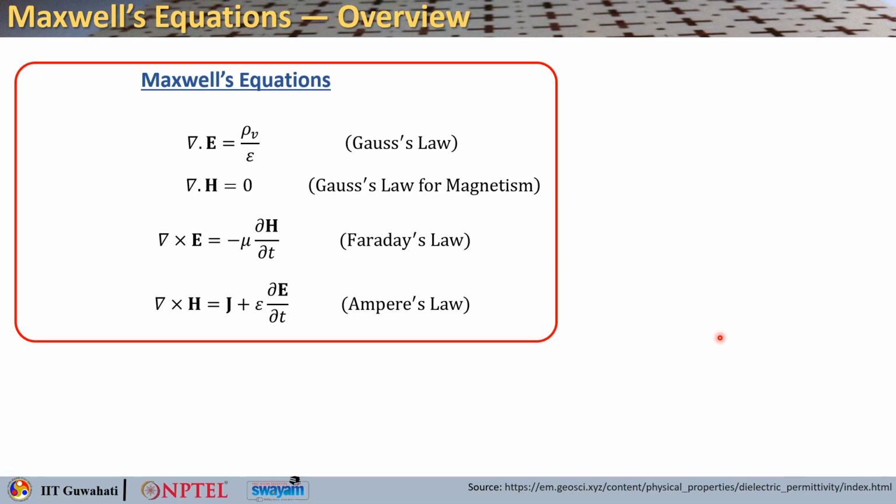In general, what we have seen is that 6 scalar functions of position and time are required to describe the electromagnetic field in a medium. Fortunately, these 6 functions are interrelated. The electric and the magnetic field, why 6? Because E and H both have components Ex, Ey, Ez, and then Hx, Hy and Hz.